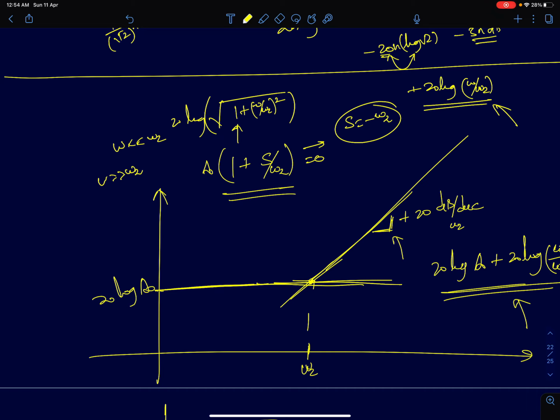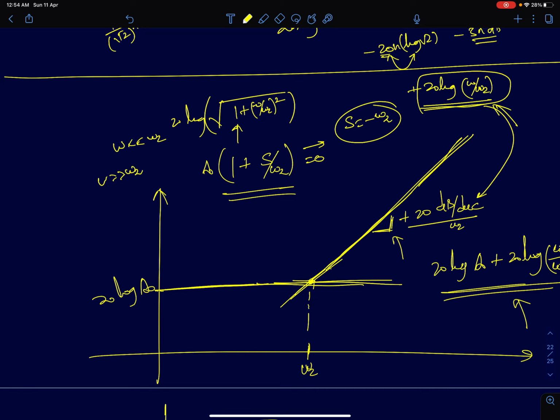So the slope will be, for every 1 decade increase in frequency, the gain will increase by plus 20 decibels. So I can say the slope is plus 20 decibels per decade if I look at this function. So after omega equal to omega z, you are going to get this graph, and if you draw both these graphs, they will intersect at omega equal to omega z.